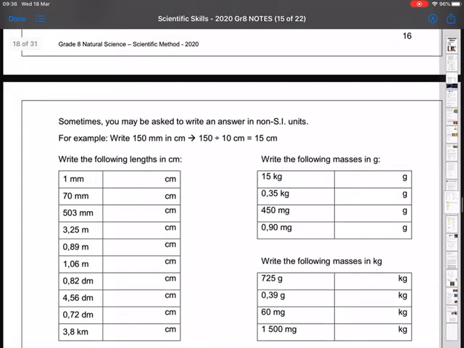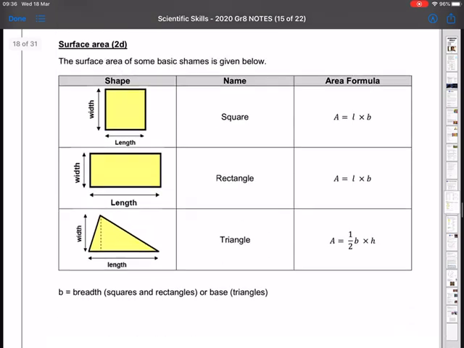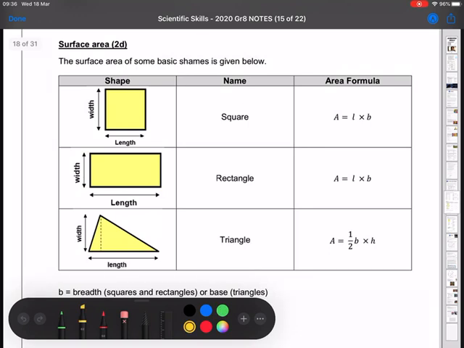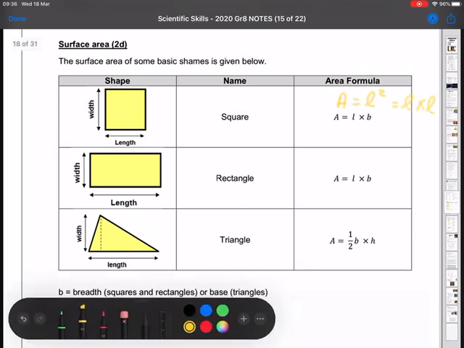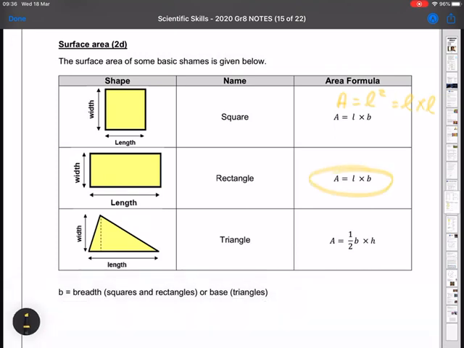So we're going to be working from page 18 of your notes. The formulas that you see over here should be very familiar to you from last year, because I'm sure you would have done surface area of a rectangle, a square and a triangle. So the formula for the area of a square is just length times breadth. If you've seen a formula, area equals length squared or length times length, that's fine too for a square. But if you write length times breadth, that's perfectly fine. It's the same as the formula for a rectangle. Area equals length times breadth.